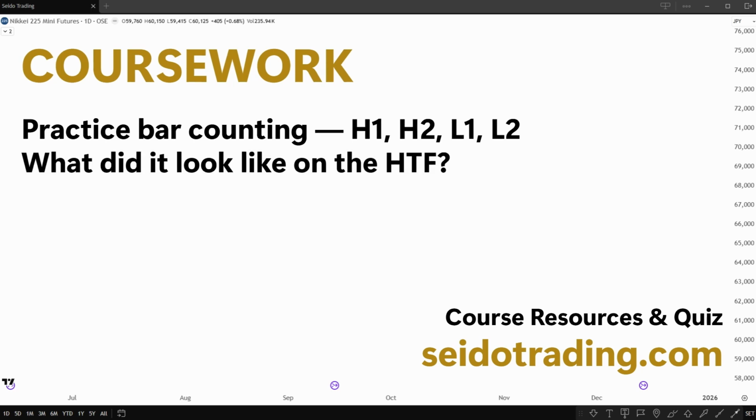Look at whether H1s and L1s on the higher time frame are more consistently respected once momentum is established compared to those on a lower time frame. This connects directly to the higher time frame work we did in lesson 6.